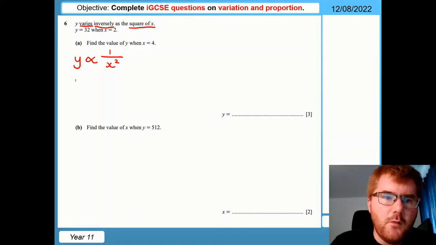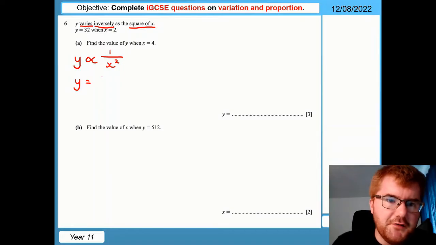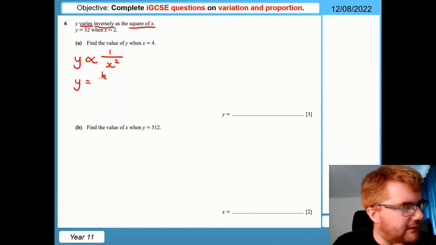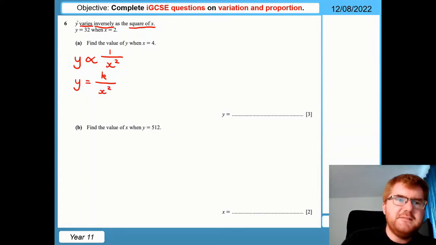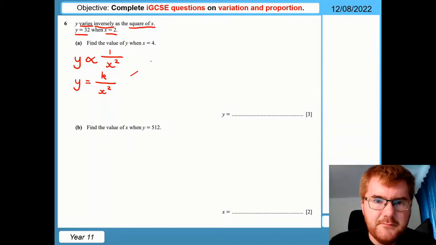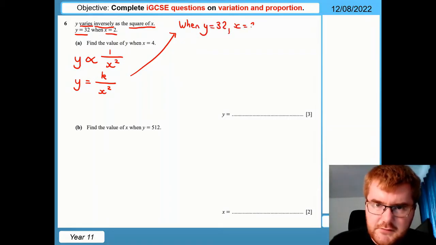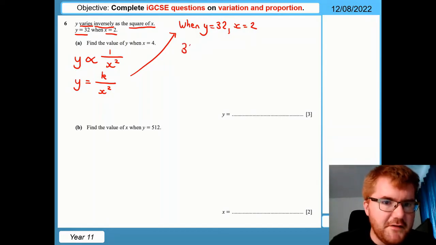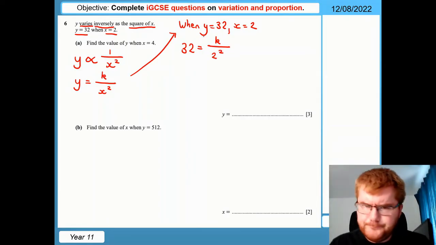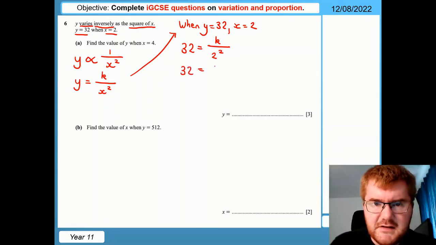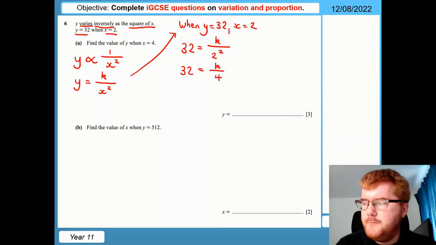So we then go y is equal to some constant k, replaces that 1 at the top, like we've seen before, over x squared. At this point, we want to use our initial conditions to work out what k is. Let me do that up here. So when y is equal to 32, x is equal to 2. So we pop that in. So 32 is equal to k over 2 squared. That means then that 32 is equal to k over 4.